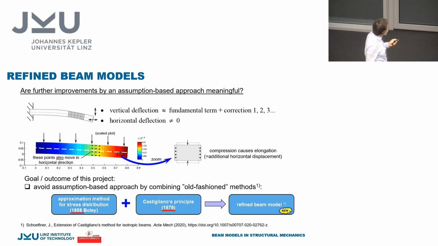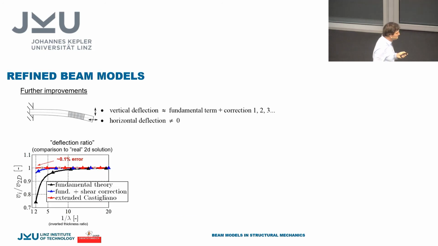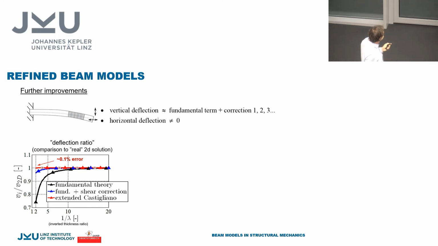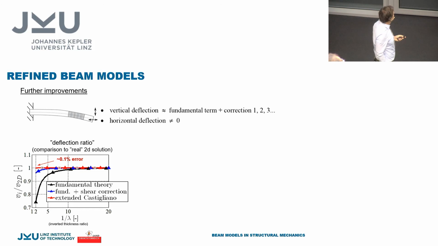And if you combine some really old fashioned methods, like a mathematical procedure for the stress calculation of a rectangular strip and a very old energy formulation, you can get a refined beam model. And this is the outcome. This is the red curve, and also for very thick beams, the error is practically not present. And so this seems to be a very good comparison to the two-dimensional solution.